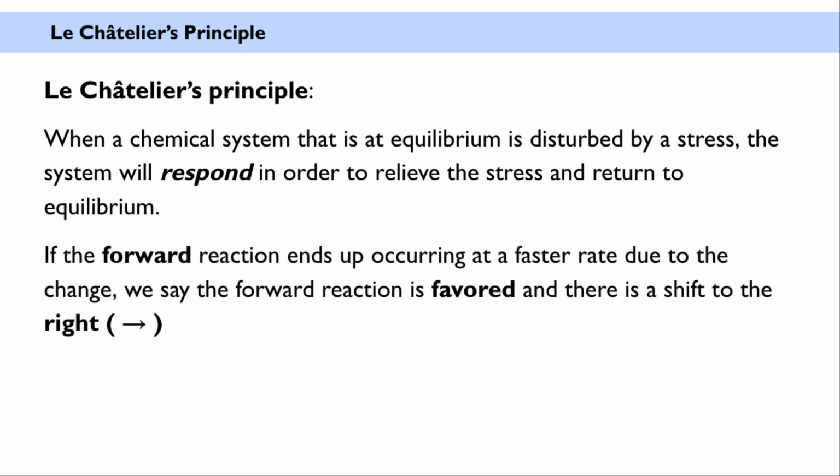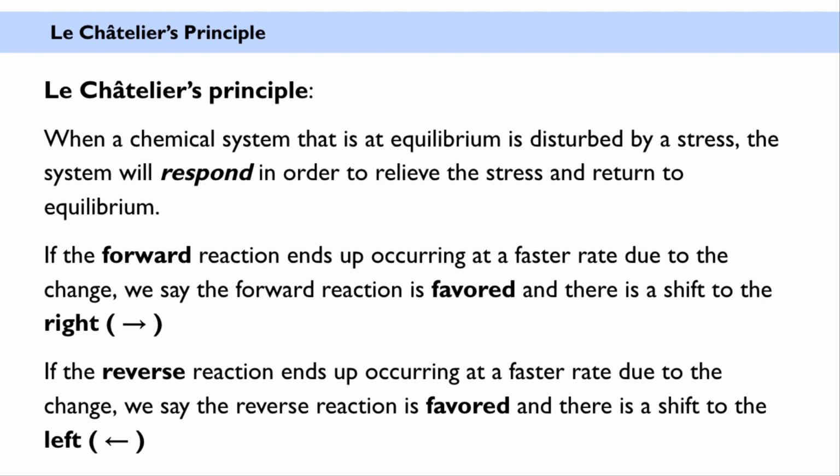If the forward reaction ends up occurring at a faster rate after the change, we say that the forward reaction is being favored by this change, and there is a shift to the right to reestablish equilibrium. It's the opposite if the reverse reaction ends up occurring at a faster rate due to the change. We would say that the reverse reaction is being favored and the reaction system is shifting to the left to reestablish equilibrium.